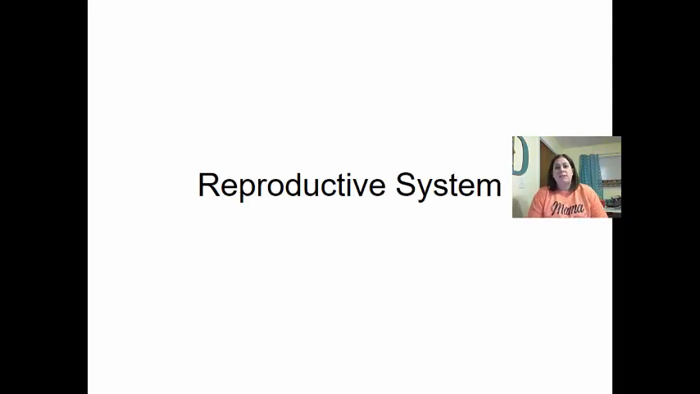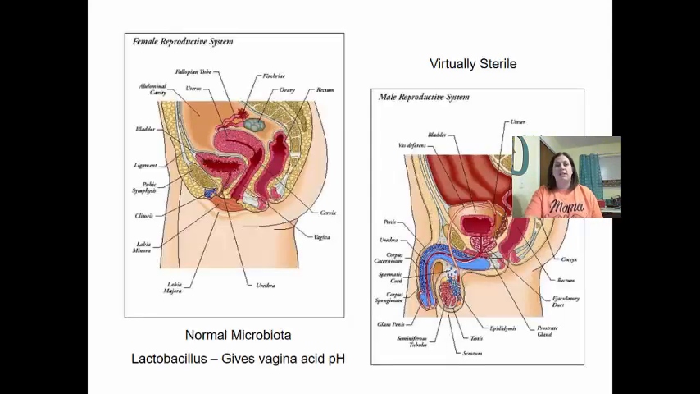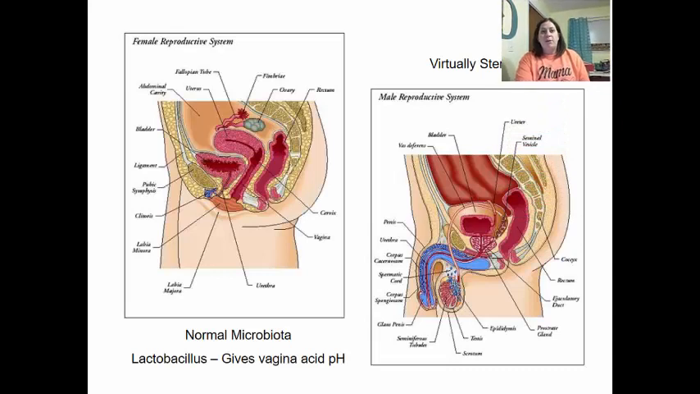Now we're going to spend the rest of our time in this chapter looking at the reproductive system. Now, when we look at the reproductive system, there is a big difference between males and females. Females have a normal microbiota, which is located in their reproductive system. One of the main organisms that's present is lactobacillus, and this gives the vagina its more acidic pH.